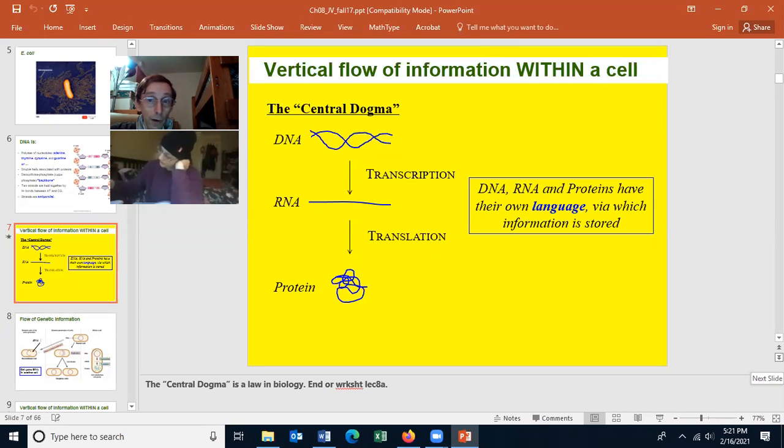We can talk about the flow of information within a cell. The DNA contains the information, so it encodes it in the nucleotides. And that information flows to RNA by transcription. And then the RNA flows to proteins, if the RNA is messenger RNA, by translation. So the information flows from DNA to RNA to protein within a cell. And that's so important in biology that we call it the central dogma, a law in biology, that information flows from DNA to RNA to protein within a cell.